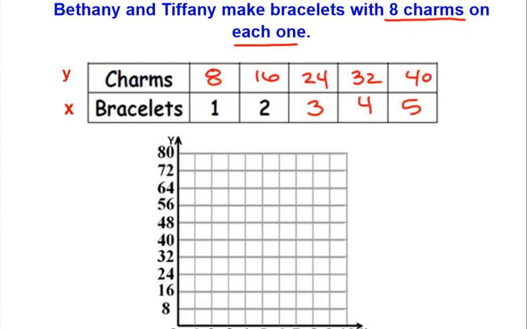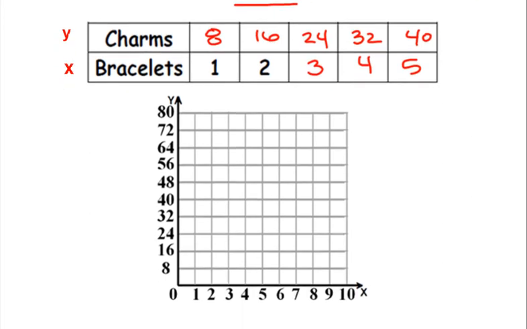And now we need to put our results on the coordinate plane here. So we have charms are the y-axis. Bracelets are the x-axis. It's always important to label your axis. All right, so we have 1x and 8y. Then we have 2x, 16y, 3x, 24y, 4x, 32y, and 5x, 40y. Again, you're going to get something that looks a lot like a linear equation.